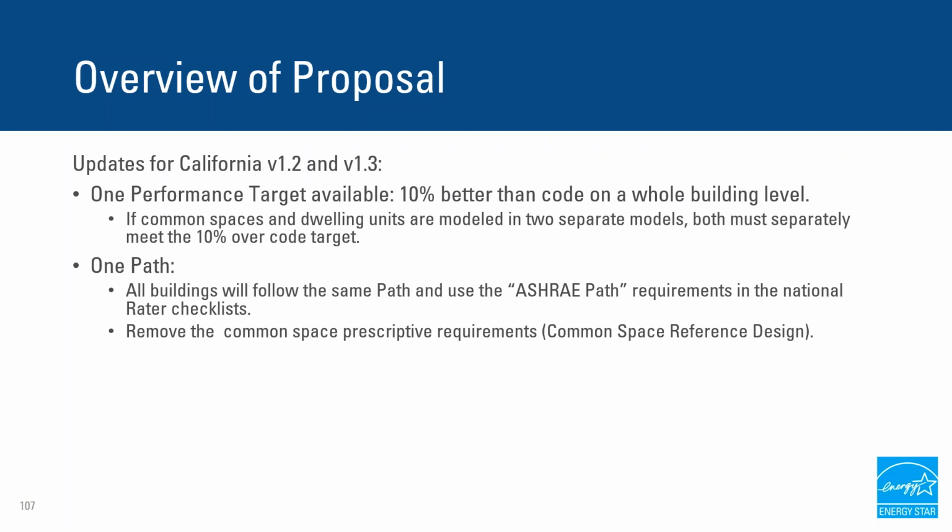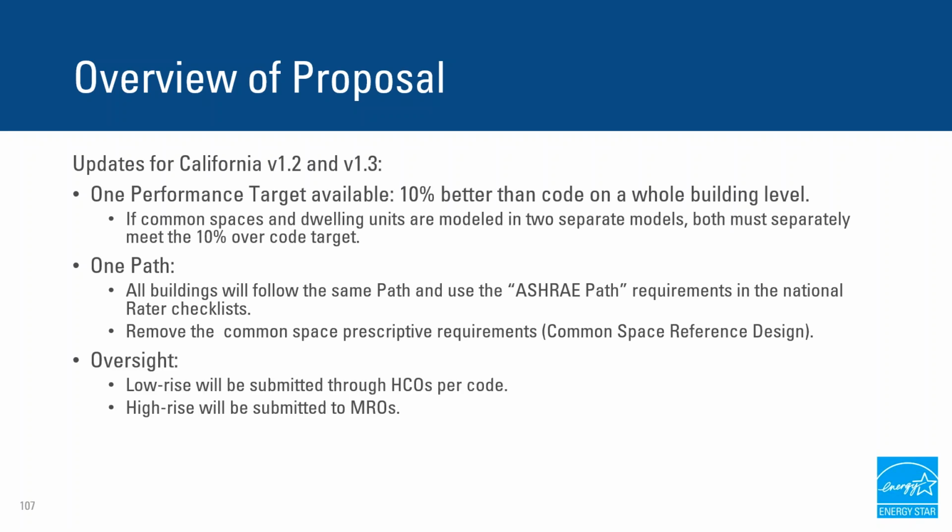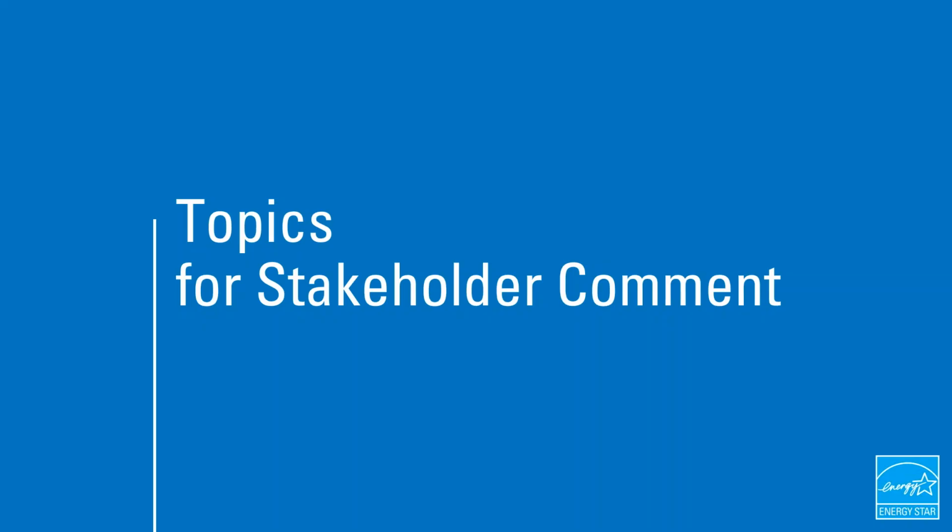And when looking at the Rater field checklist and design checklist, they use the ASHRAE path requirements. We'd be able to remove the common space prescriptive requirements entirely. The oversight would follow the code, and so low rise would be submitted through HCOs and high rise would be submitted through MROs. And this would be required for buildings permitted on or after January 1st, 2026.